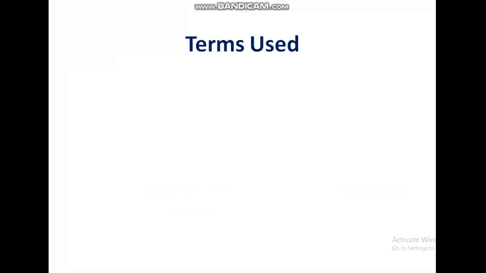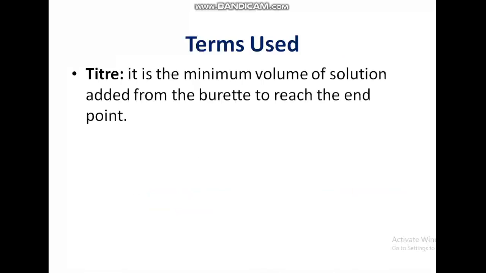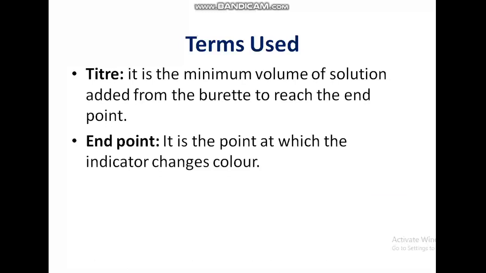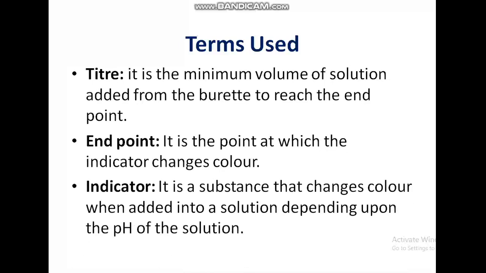Terms used in titration. You have the term called titer. It is the minimum volume of solution added from the burette to reach the endpoint. Endpoint is the point at which the indicator changes color. Indicator. It is a substance that changes color when added into a solution depending upon the pH of the solution.